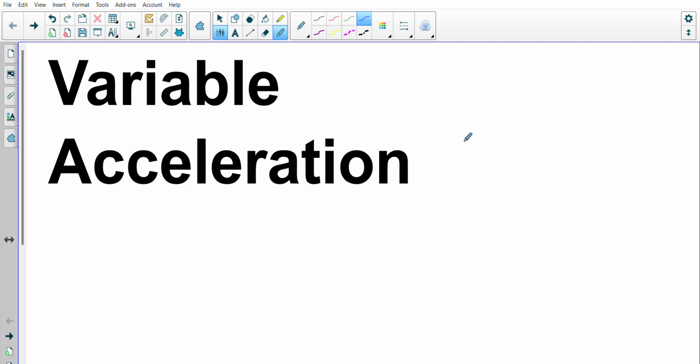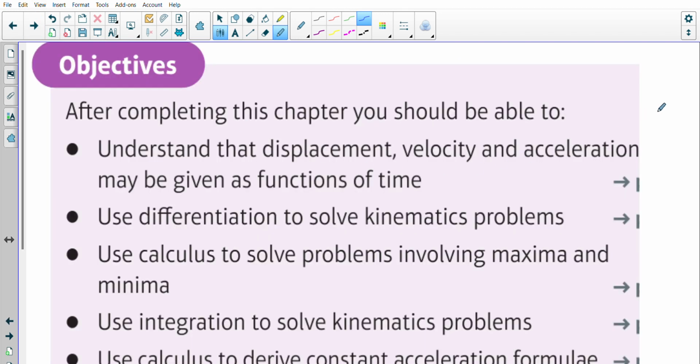Hi, in this video we're going to look at variable acceleration, and in the next few videos you're going to be looking at these objectives here. So you should have heard of displacement, velocity and acceleration before in previous chapters, but now we're going to see how they can be given as functions of time.